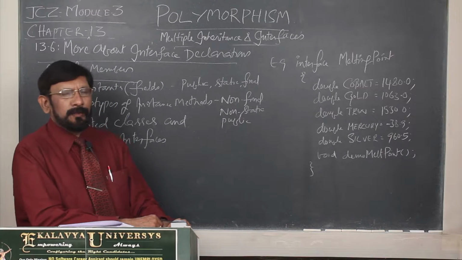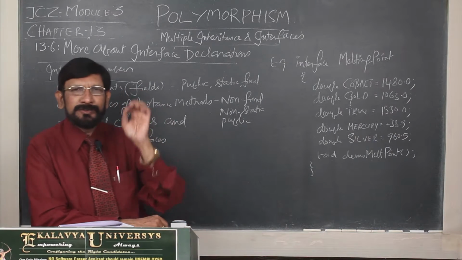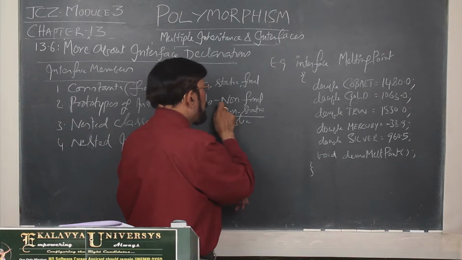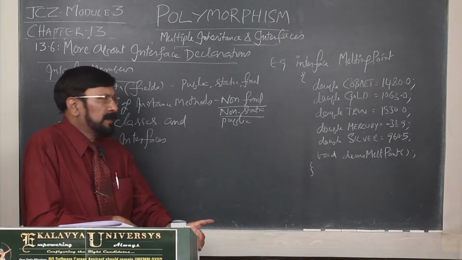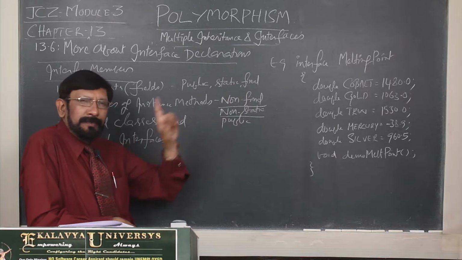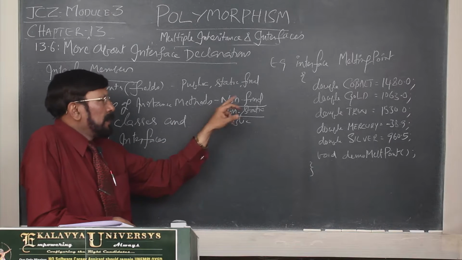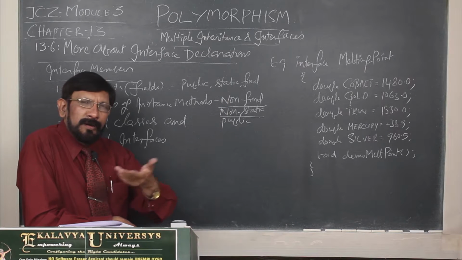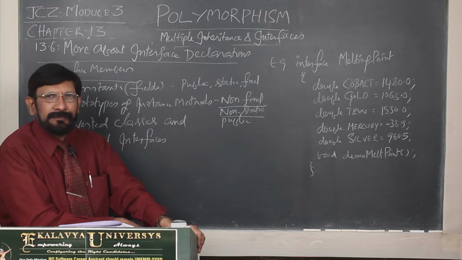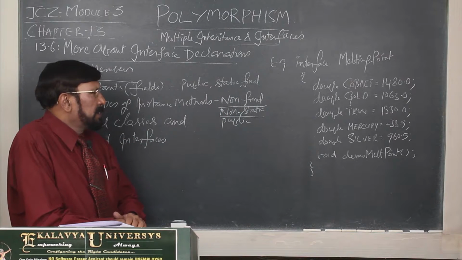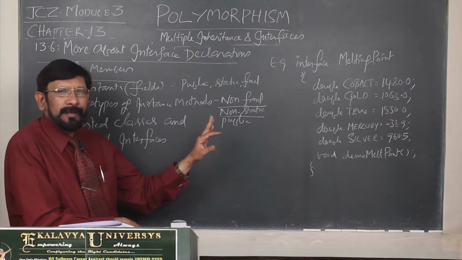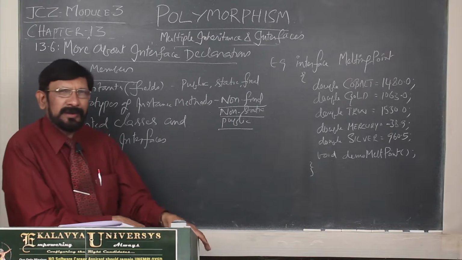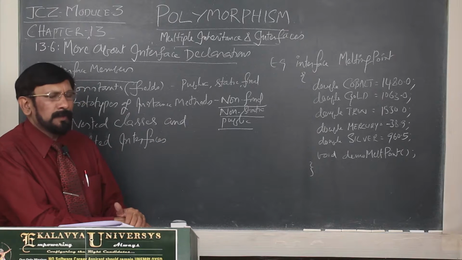As far as method prototypes are concerned, always they should be instance, because they should be non-static and non-final. Fields are static, but methods are non-static. And if you make a method final, there is no scope for implementation, and that is why they should not be final also, and they should be public. These are also implicitly applicable. Just you have to understand, you need not write them.